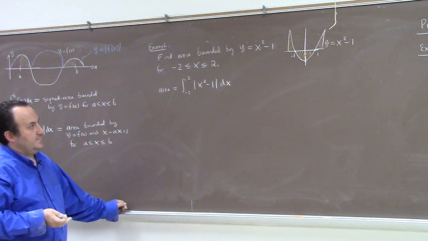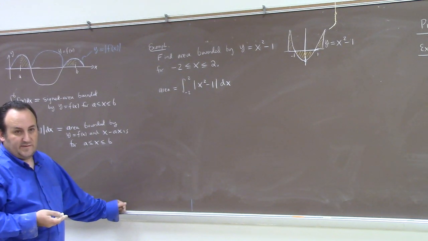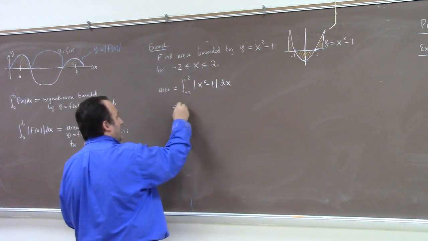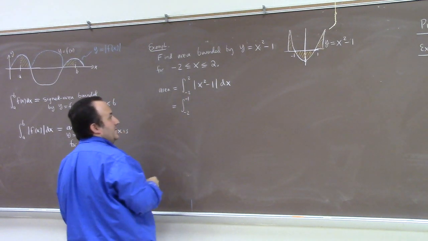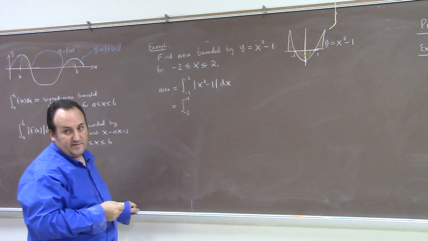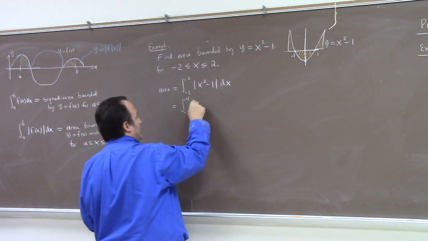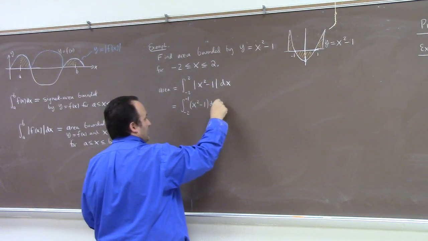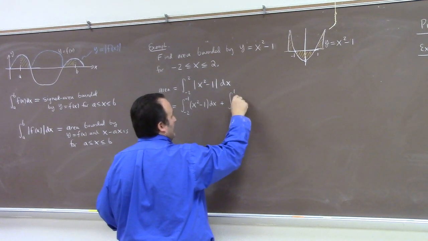And so the most straightforward way to do this is just to admit that there are three cases, right? Minus 2 to minus 1. And in minus 2 to minus 1, what's the value of the function? It's positive there, right? We're in here. So we just put x squared minus 1. And then plus the integral from minus 1 to 1 of 1 minus x squared.